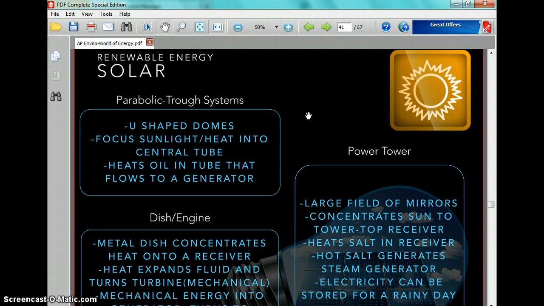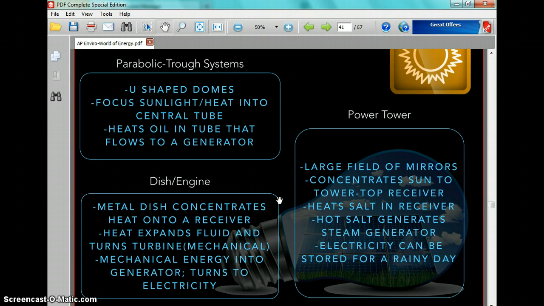First, we're going to talk about solar, and there are three popular types of solar active systems. There's parabolic trough systems with U-shaped domes that focus sunlight into the central tube in the middle, and the tube has oil, which is then heated by the sun, and then it flows to a generator, which produces electrical energy. The dish/engine is a metal dish that concentrates heat onto a receiver, again in the middle, and then the heat expands the fluid and turns a turbine, which is mechanical energy. And then the mechanical energy is sent to the generator, which then is turned into electricity.